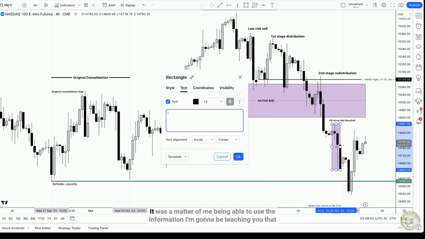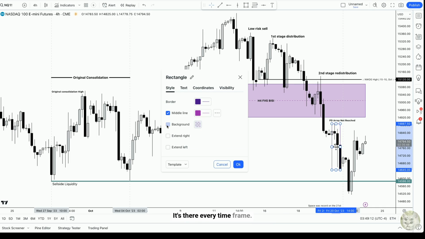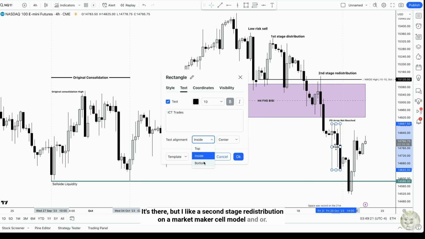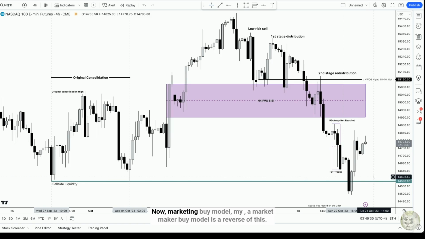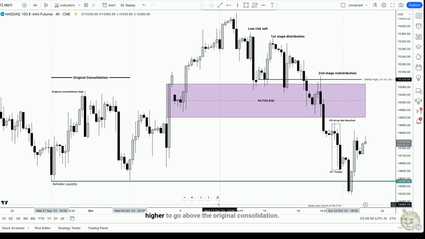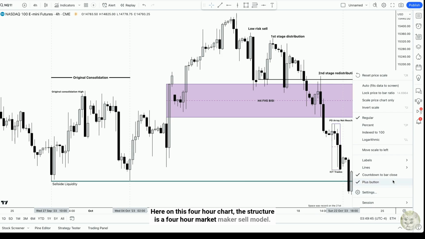But either way, it was a matter of me being able to use the information I'm going to be teaching you that is in the marketplace every single week. It's there. Every time frame, it's there. But I like a second stage redistribution on a market maker sell model, or I like a second stage reaccumulation in a market maker buy model. Now, a market maker buy model is a reverse of this. So the market would be creating consolidation, dropping down into a discount just simply to go higher, to go above the original consolidation. Here, on this 4-hour chart, the structure is a 4-hour market maker sell model.